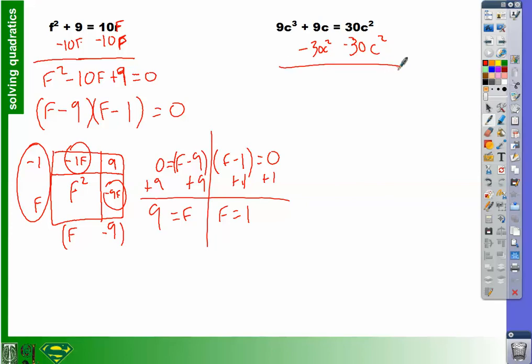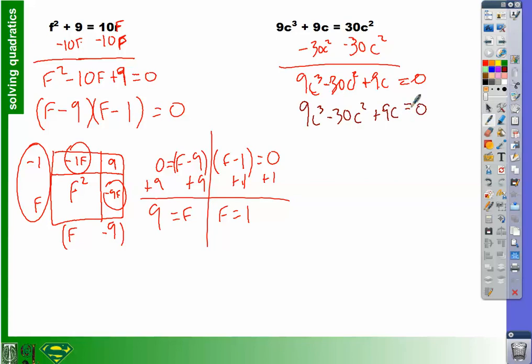All right. So I'll get 9c to the third minus 30c squared plus 9c is equal to 0. Let's see if I can rewrite this a little more clearly. 9c to the third minus 30c squared plus 9c is equal to 0.